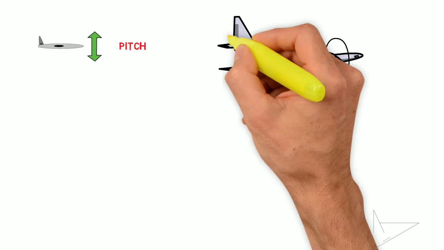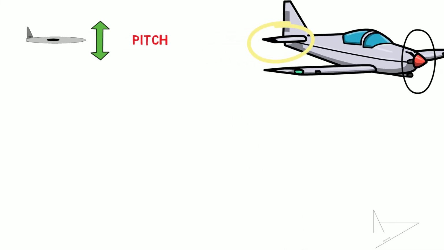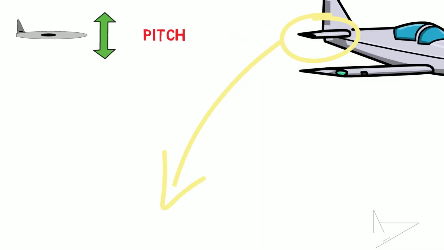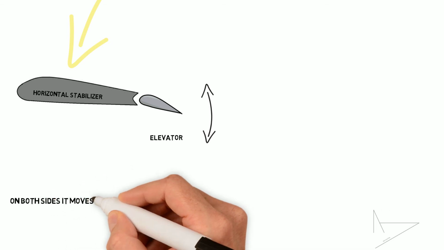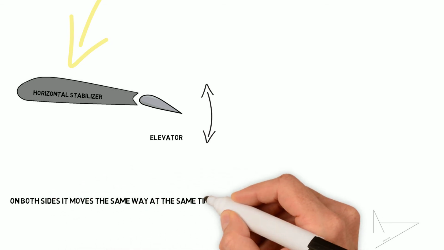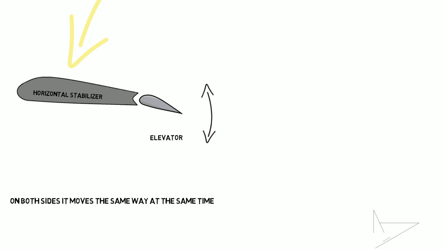So when a pilot decides that it's time to climb or descend, they have to modify the shape of the horizontal stabilizer. Right there at the back, there's a movable part called elevator. On both sides, you have an elevator, and both move the same way at the same time to generate a force that pitches the aircraft upwards or downwards.